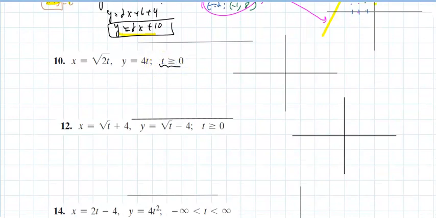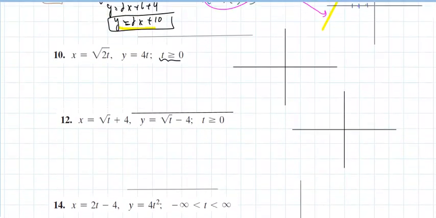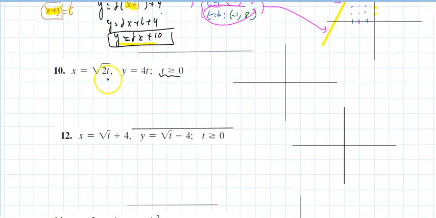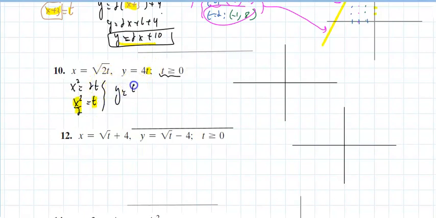Sometimes the parameter is given, and in other problems later on, the parameter is not given. I'll talk about that. Here, I want to say x squared equals 2t, or t equals x squared over 2. Take what t equals and throw that in there, and guess what? Y would equal 4 times x squared over 2. Y would equal 2x squared. I know how to sketch a graph of y equals 2x squared. 0, 0. If x is 1, y is 2. If x is 2, y is 8.